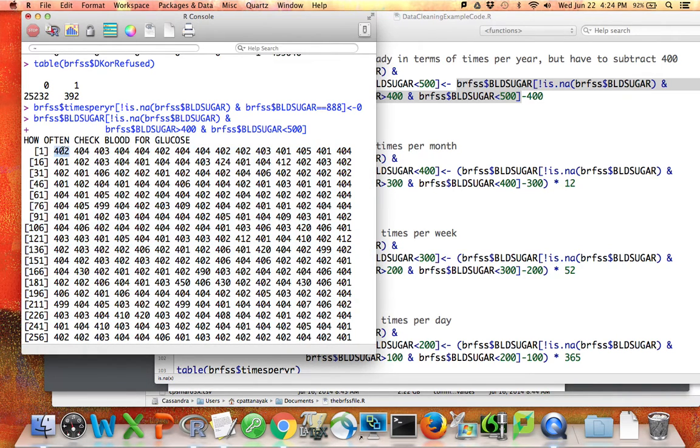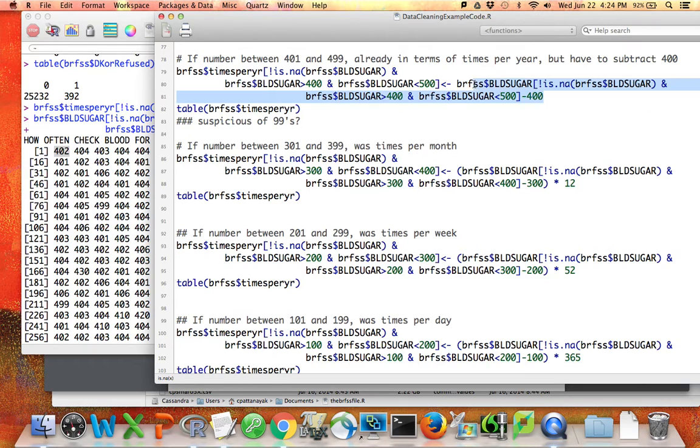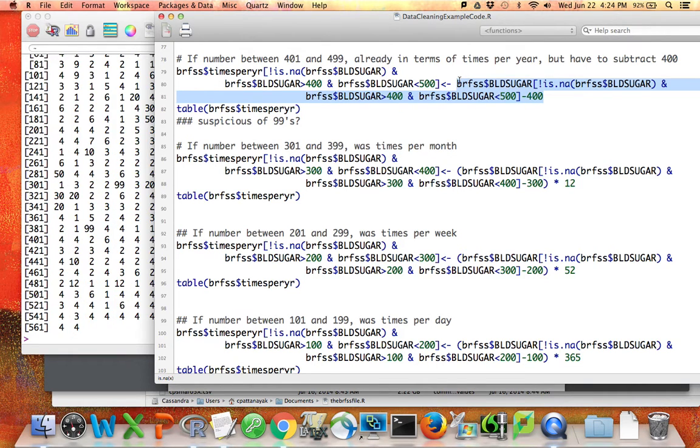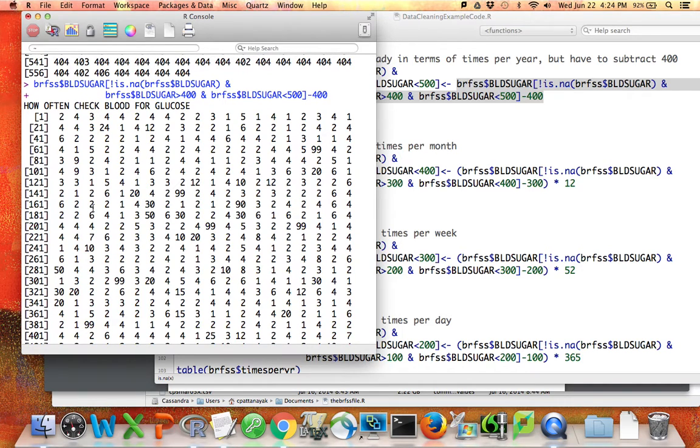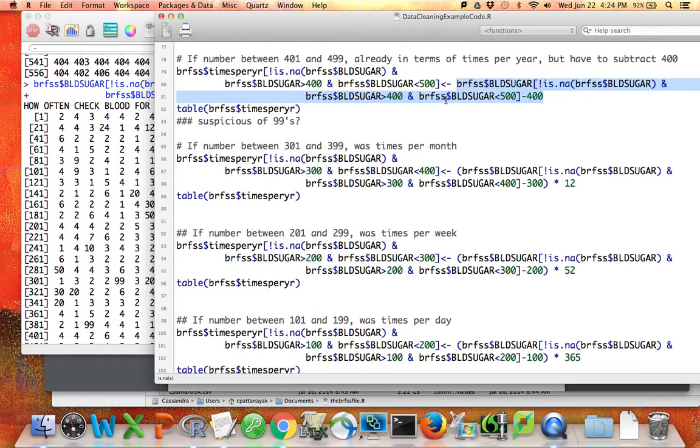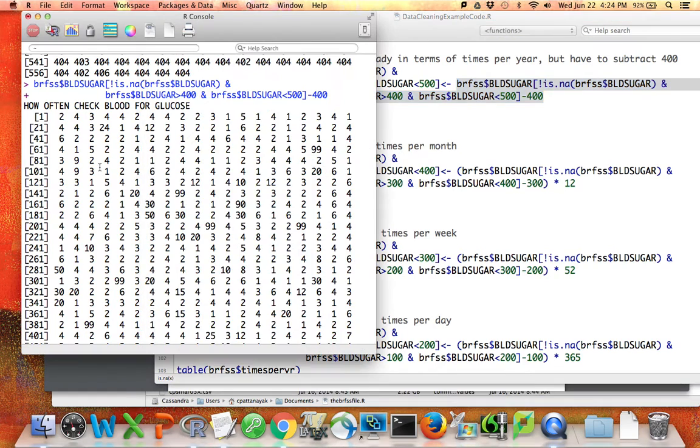Like this first person actually checked their blood sugar twice per year. So I don't want to write down 402, I want to write down 2. So here I've got a minus 400 after this whole statement. So here's the number of times each of these people said they checked their blood sugar.